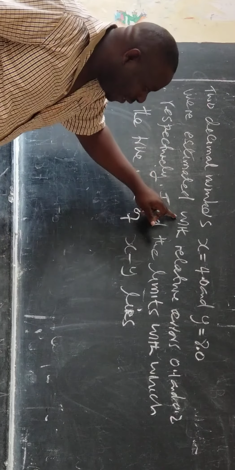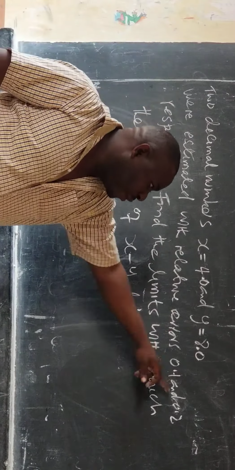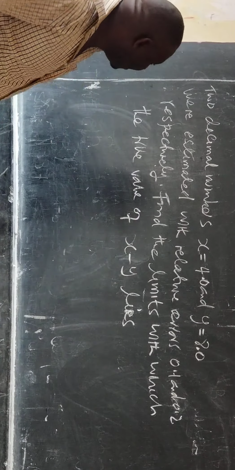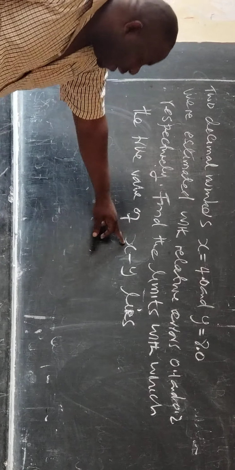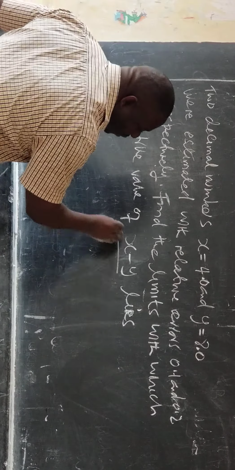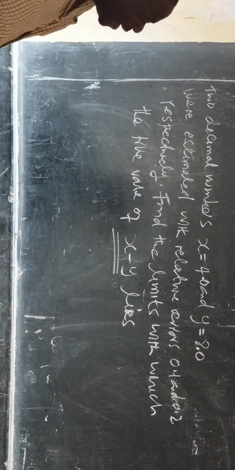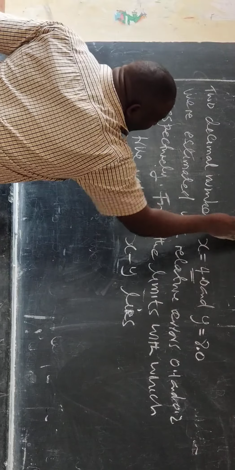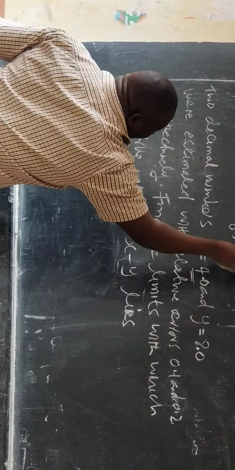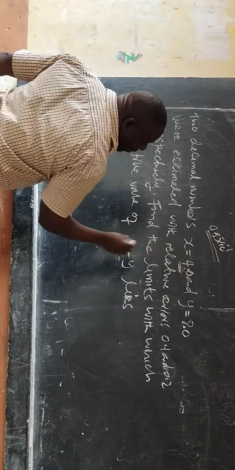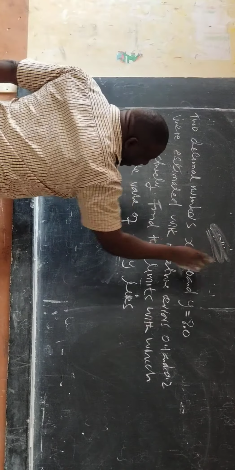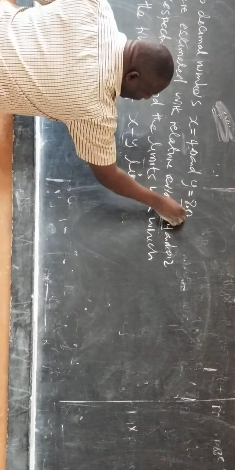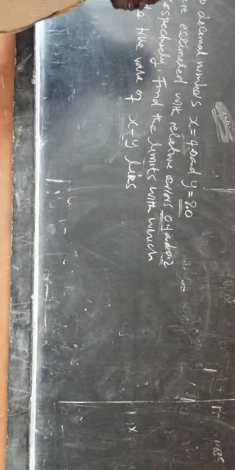They are estimated with relative errors of 0.1 and 0.2 respectively. Find the limits within which the true value of x minus y is expected to lie. This is now our expression. This time we don't use 0.5 times 10 to the negative 1 as before for one decimal place, because the error has already been given: x was estimated with a relative error of 0.1 and y with a relative error of 0.2.